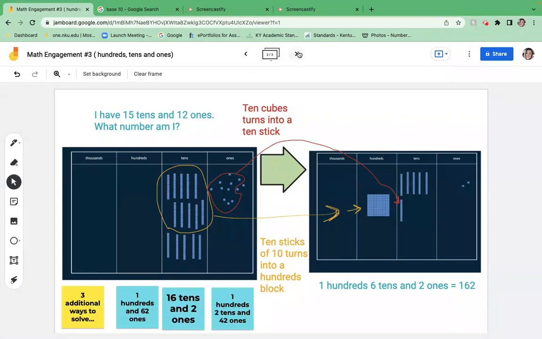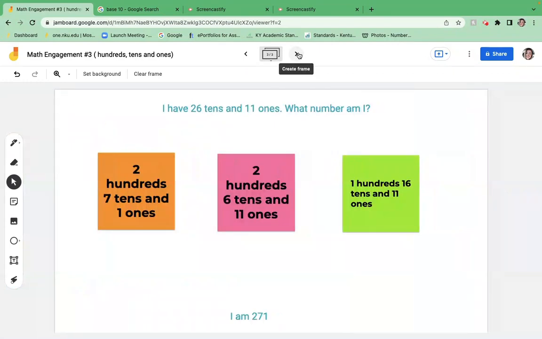And for our third riddle, it's also hundreds, tens, and ones, but we just have a simple riddle and then 3 ways you could possibly solve this. So our riddle states, I have 26 tens and 11 ones. What number am I? And for this, our answer is just 271, but you could solve it in numerous ways. One way could be 2 hundreds, 7 tens, and a 1. So it would be 200 plus 70 plus 1 is 271.